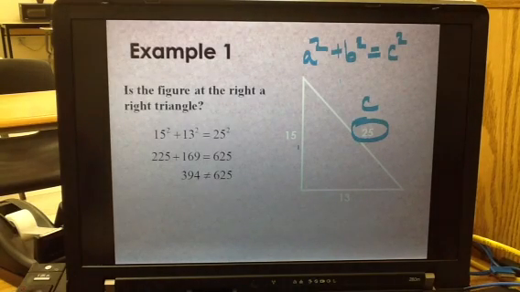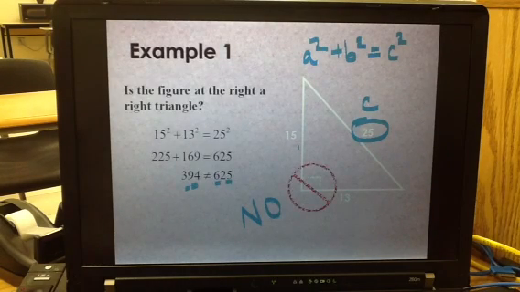When you work it out, after you square and add, you find out that your numbers do not come out the same. This is not equal to that. So the answer is no, this is not a right triangle.